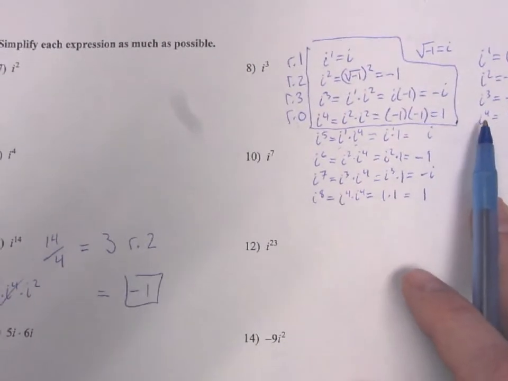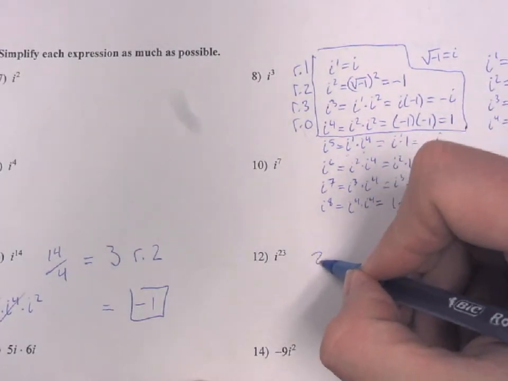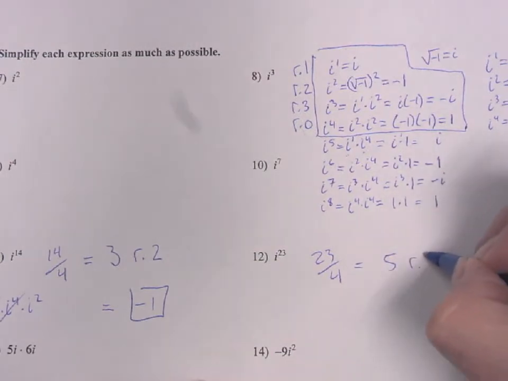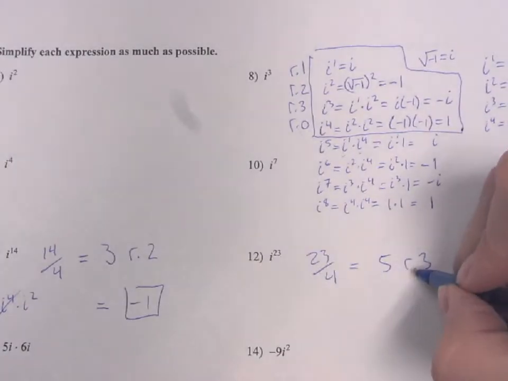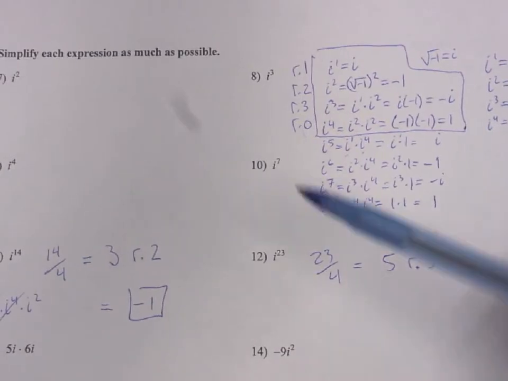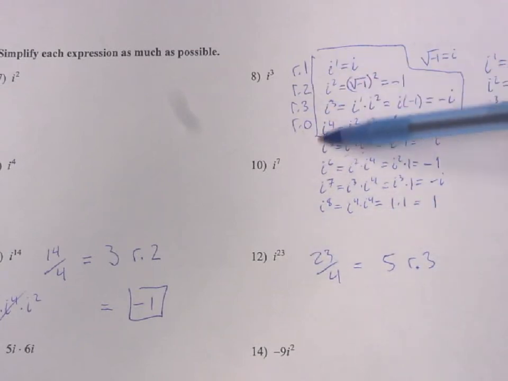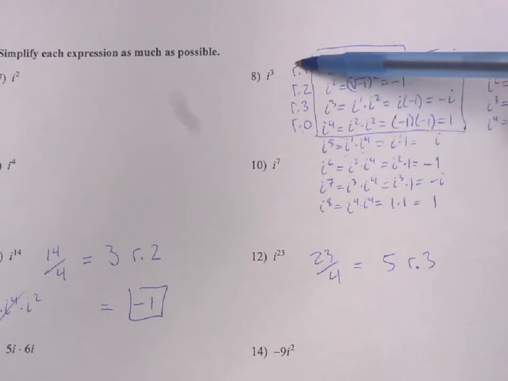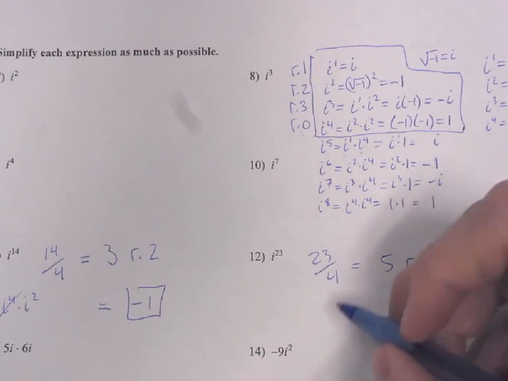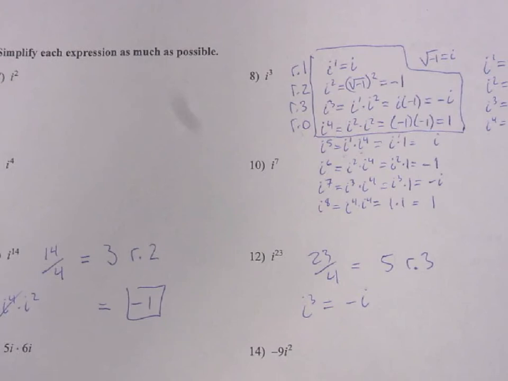Same thing is true for 23. For I to the 23rd, if we do 23 divided by 4, we get 5 remainder 3. It's been a while since we've used remainders because we usually write those as fractions, but it's helpful in this case. It means I'm cycling through this pattern of 4 five different times, and then I have a remainder 3. So, 1, 2, 3. This is the same thing as I to the third, which is negative I.